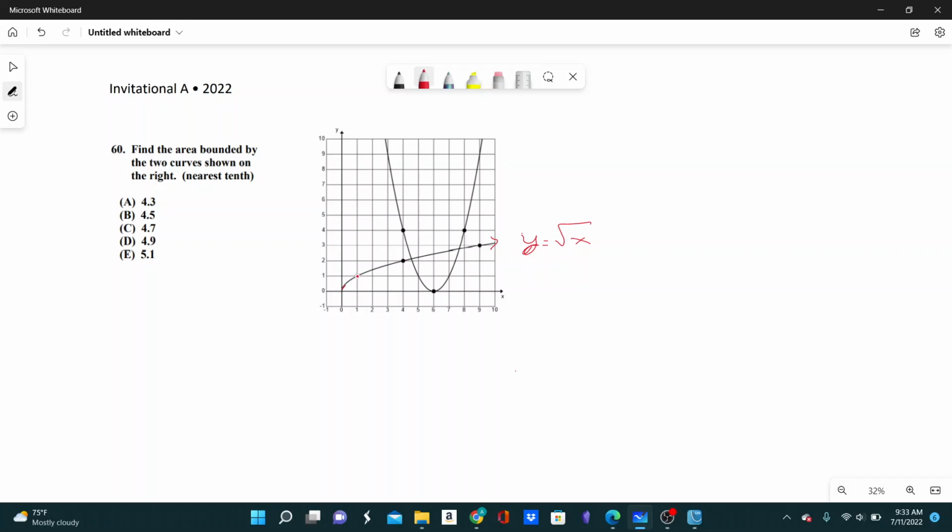And then right here you have 1, 1. 1 is the square root of 1. Here you have 4, 2. 2 is the square root of 4. And then 9, 3. And it's just going to keep going. So our first curve is y equals the square root of x.